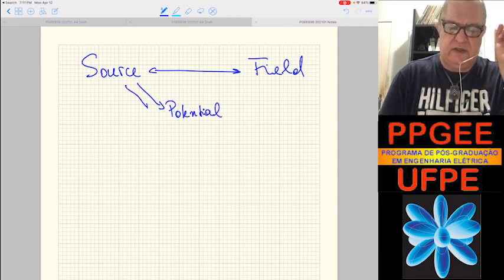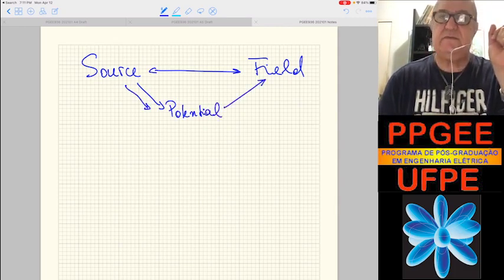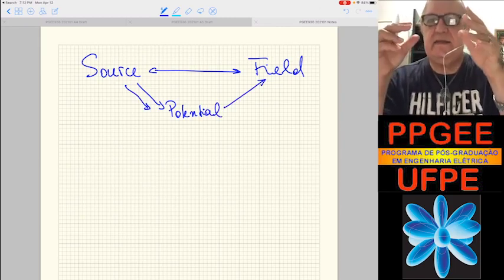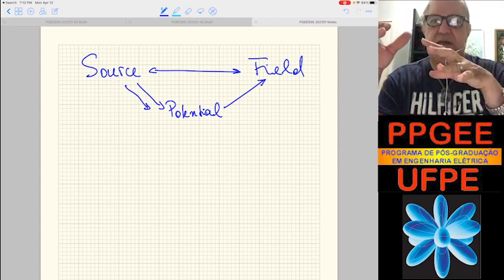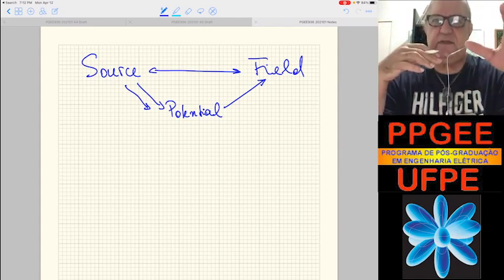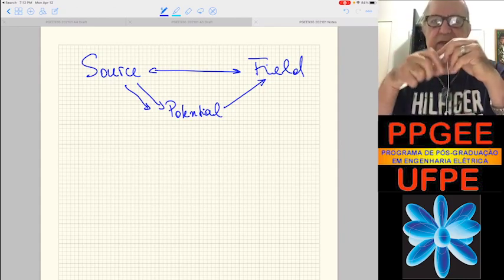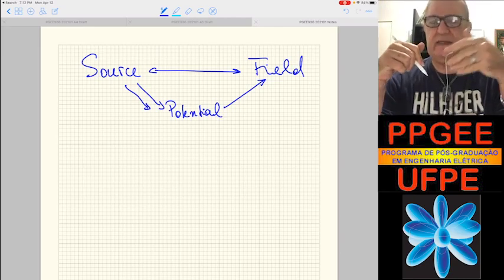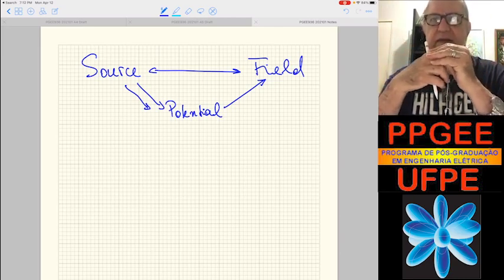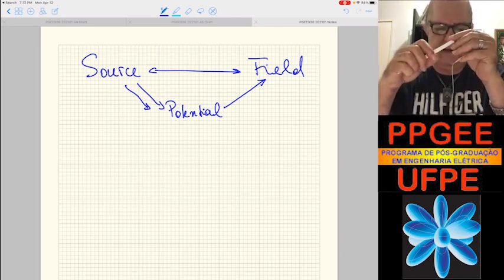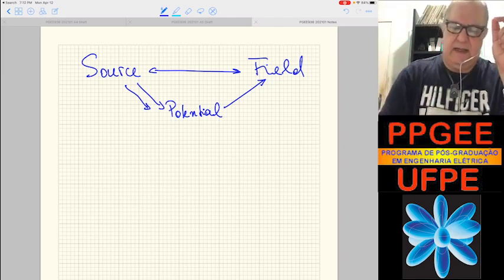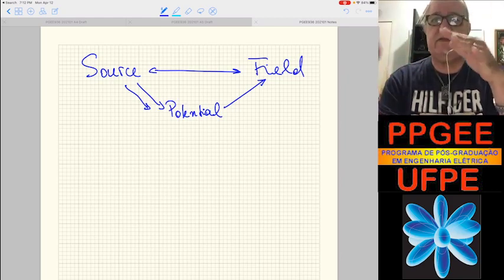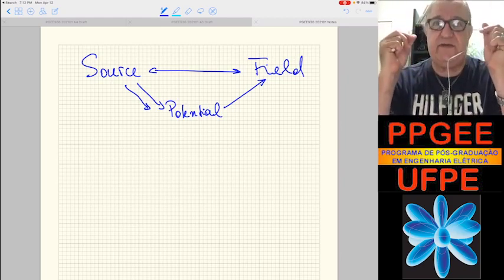So you go from source to the potential, then from potential to the field, right? That's what we are doing here. There are scalar potentials and vector potentials. Some potential functions have physical meaning, others don't. So the scalar potential has a physical meaning that we are going to show you in a couple of seconds, okay? But there are potential functions, so intermediate functions, that might not have a physical meaning, a priori.